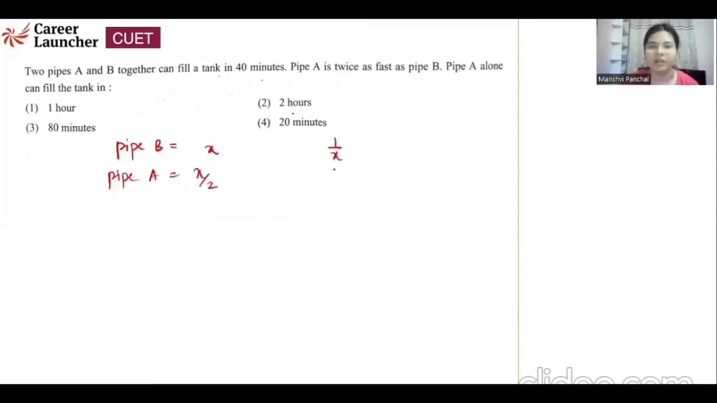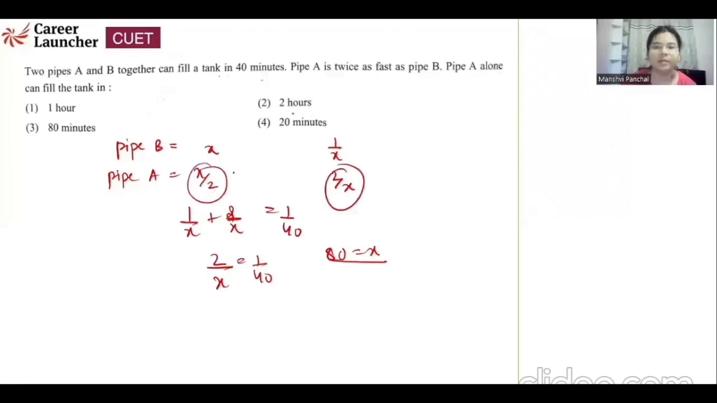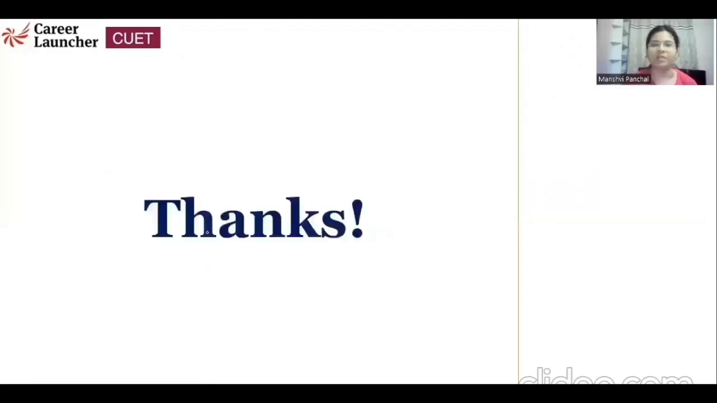Then the part of tank filled in 1 minute by pipe A will be 2 by X. We have been given that 1 by X plus 2 by X, the part of tank filled by both of them, is 1 by 40. So 3 by X equals 1 by 40, so X is 120. Pipe A alone takes X by 2, which will be 60 minutes. It means 1 hour. So thank you so much. I hope the session was useful for you.